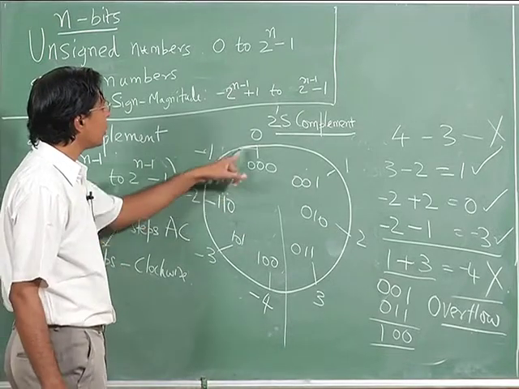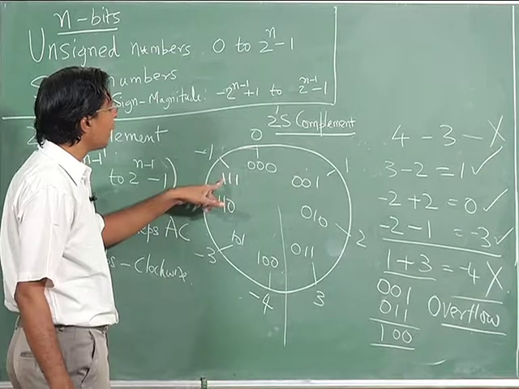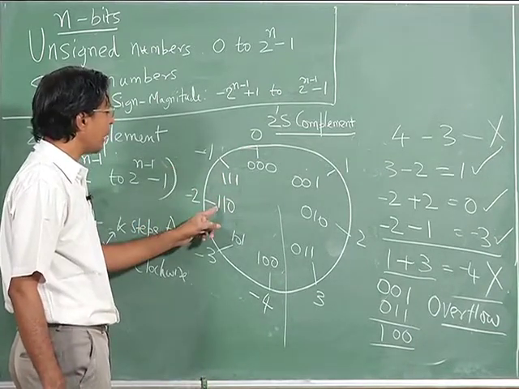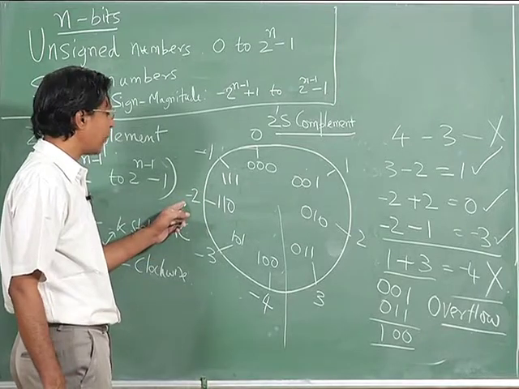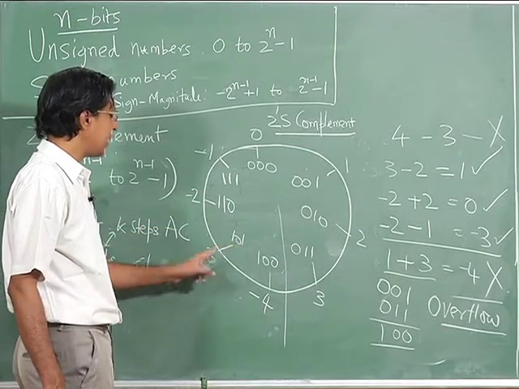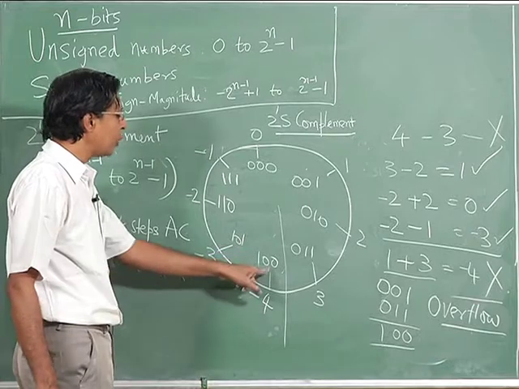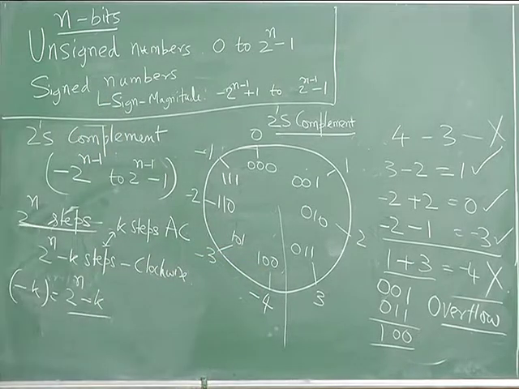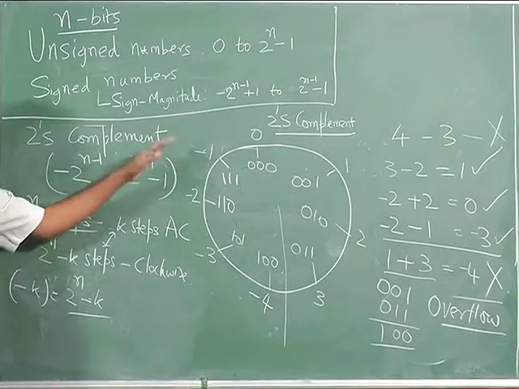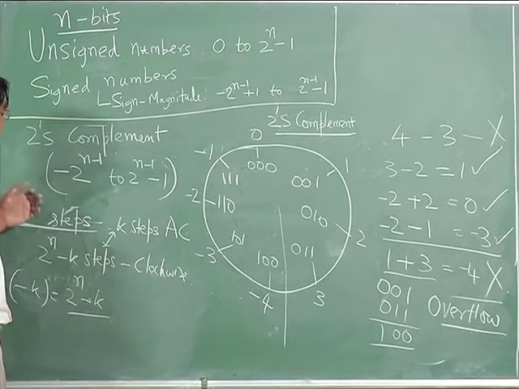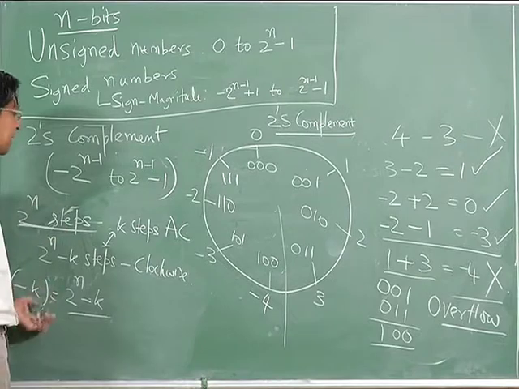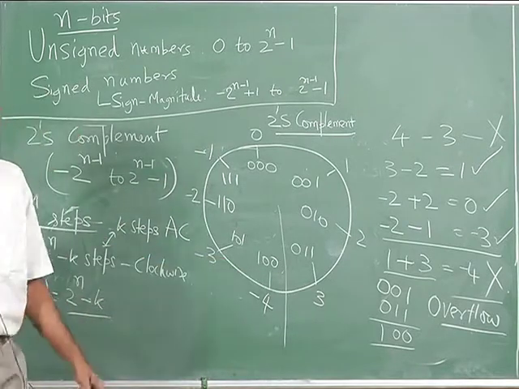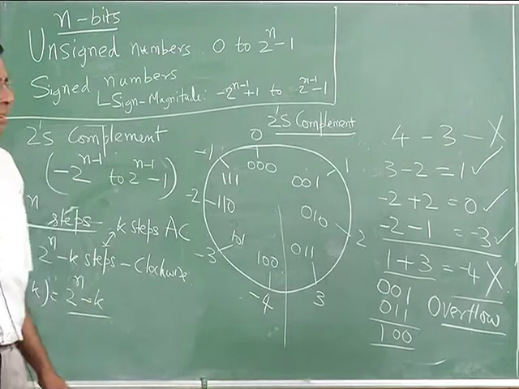So this is 0, this is 2 power n minus 1, and that has become minus 1. This is 2 power n minus 2, and that has become minus 2. 2 power n minus 3 has become minus 3. 2 power n minus 4 has become minus 4. So exactly that is what we are seeing here. So your minus k is actually represented as 2 power n minus k in this representation.